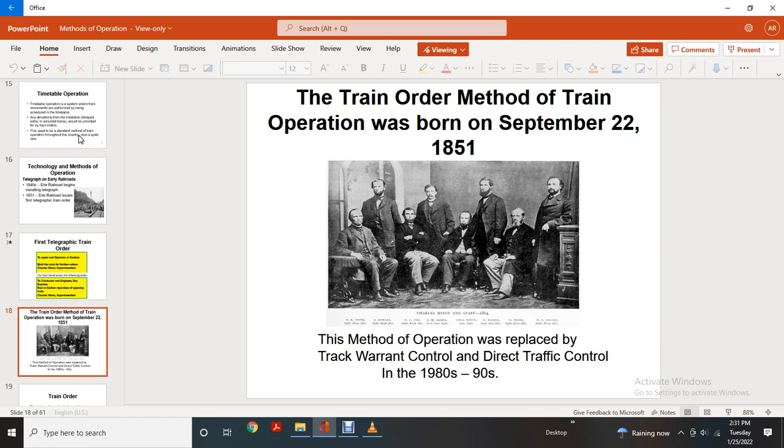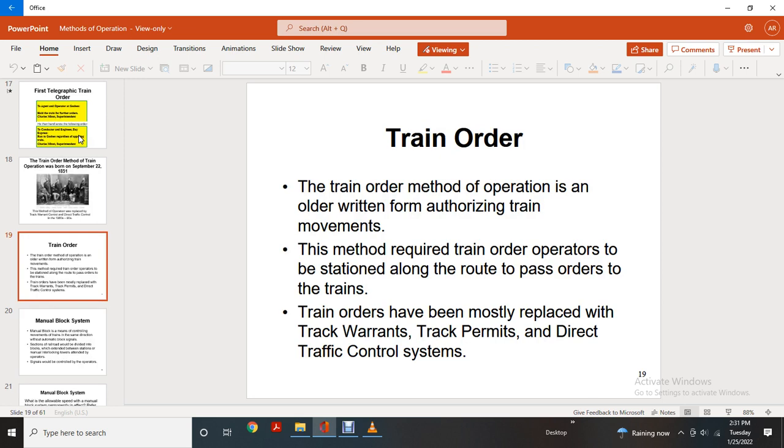This method of operation was replaced by track warrant control and direct traffic control systems in the 1980s and 1990s. The train order method of operation, originating in Britain, authorizes train movement. The method requires train orders to be delivered by the station along the route. Train orders have mostly been replaced with track warrants, track permits, and direct traffic control systems.